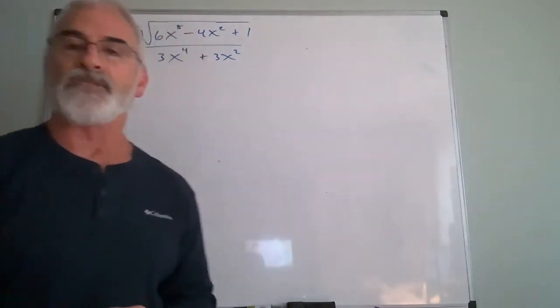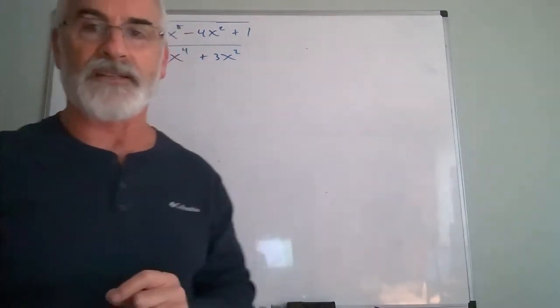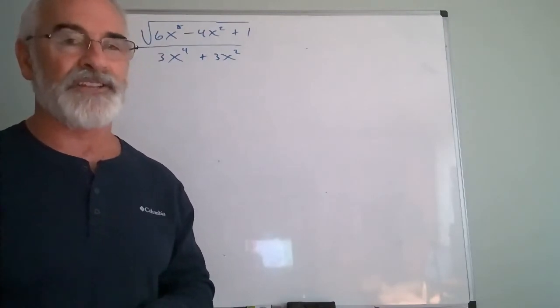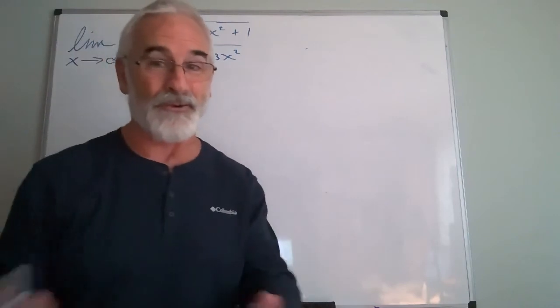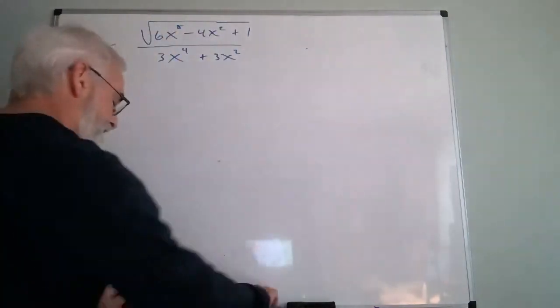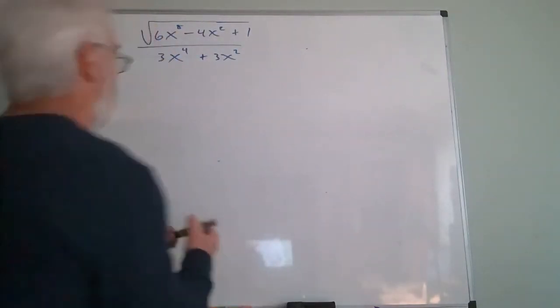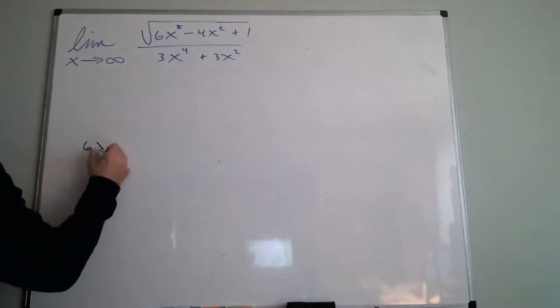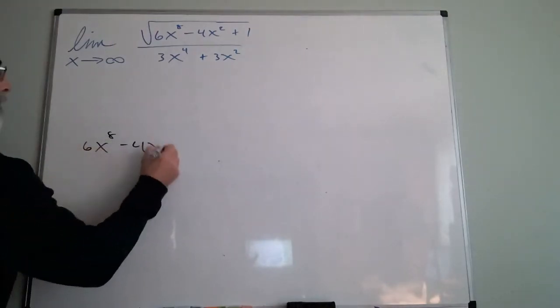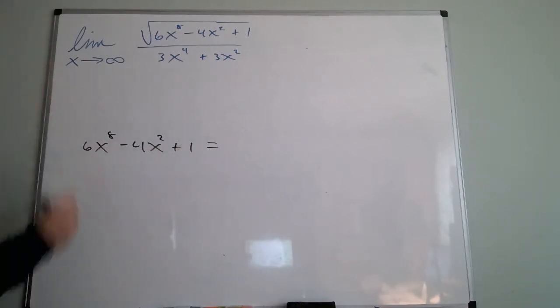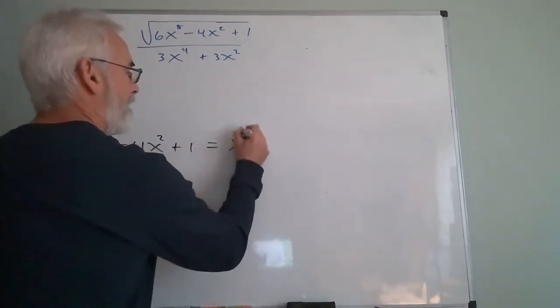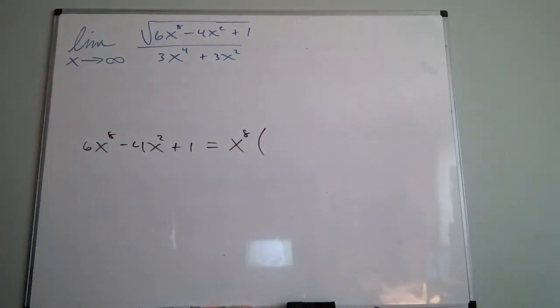Now, what's interesting is this question comes up in a lot of textbooks. I have never seen the explanation of how to find the answer in any of these textbooks. They'll throw the question, but they won't guide you how to get there. So we're going to do some scratch work off to the side. I'm going to take 6x to the 8th minus 4x squared plus 1, and I want you to factor out the x to the 8th.